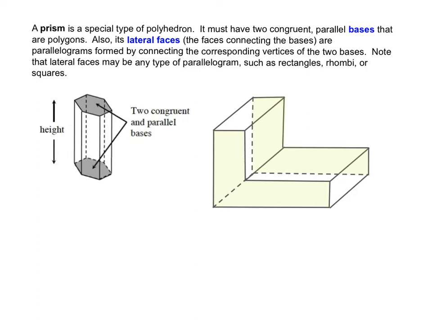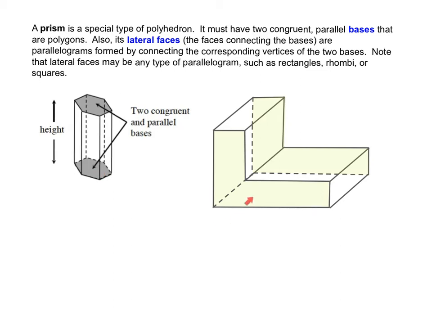Now, when you're looking at these two examples, the first example over here is a prism with a hexagon base. So the two bases are going to be the two sides that are congruent to each other and parallel to each other. Notice that in this case, since this is a right prism, and we'll talk later on about what right means, all of the lateral faces are rectangles.